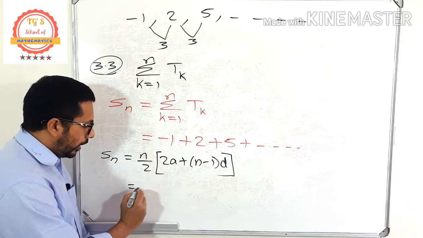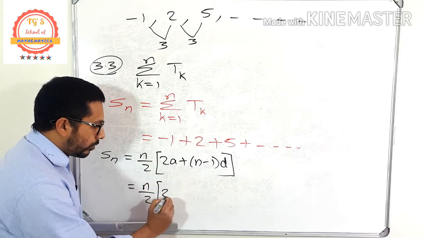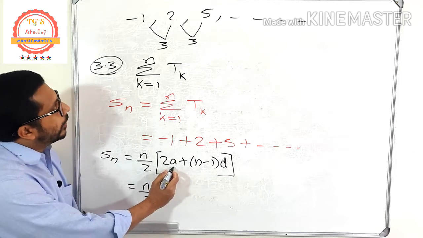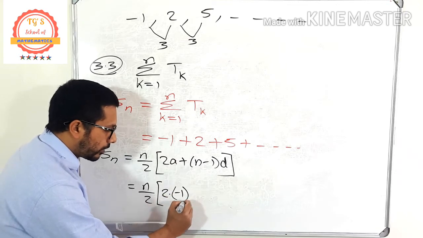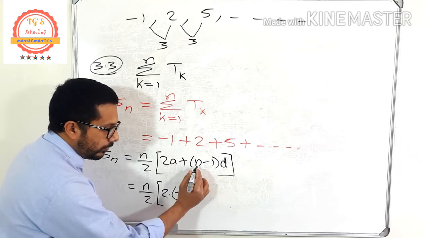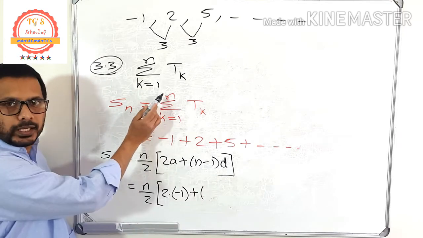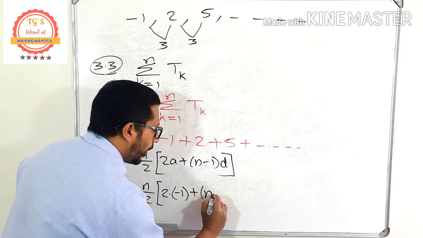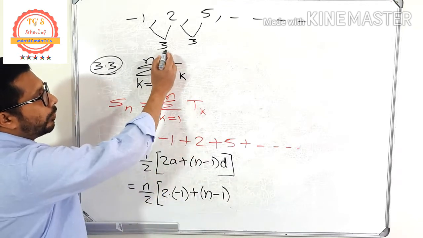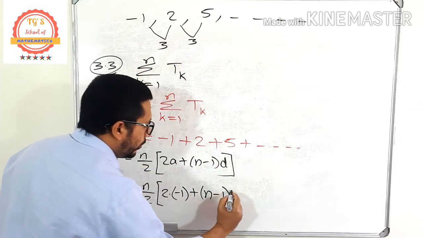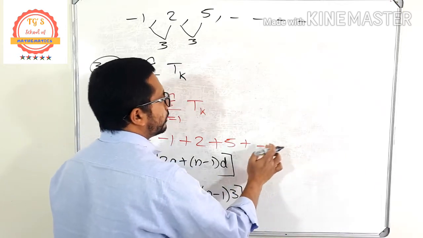So it is n over 2 into 2a. What is the first term? a stands for the first term. The first term in this sequence is -1. So 2 into -1 plus, we have to leave n as it is because we have to find the sum of the first n terms, so it is n minus 1 into d. What is the common difference here? We already know that the common difference is 3, into 3.